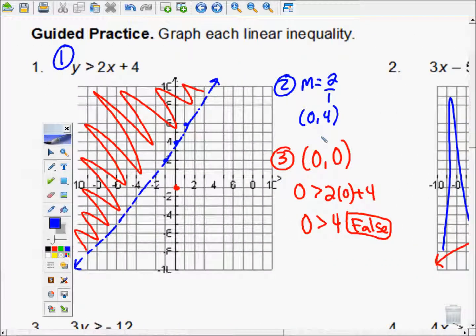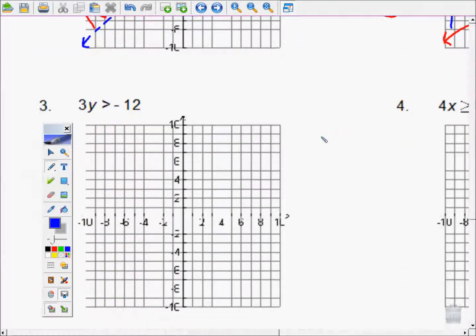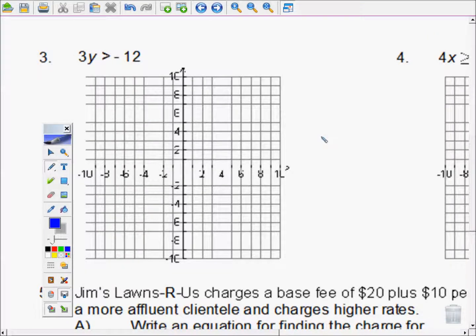So now we're going to go to number 3. What do you notice I do not have? I don't have an x. The only reason I don't have an x is that my slope has to equal 0. So if my slope equals 0, I know what kind of line this is going to be. Horizontal. So I'm going to end up with a horizontal line.